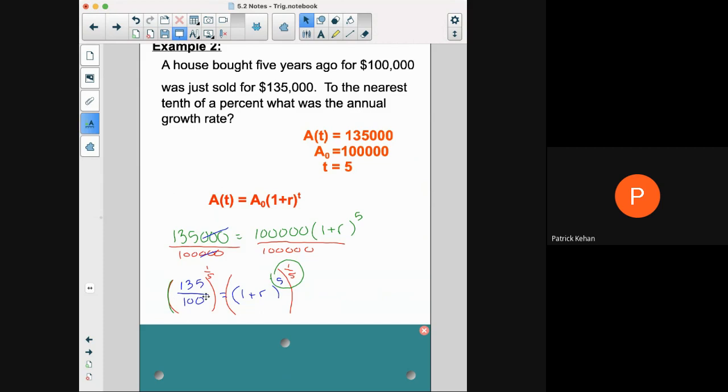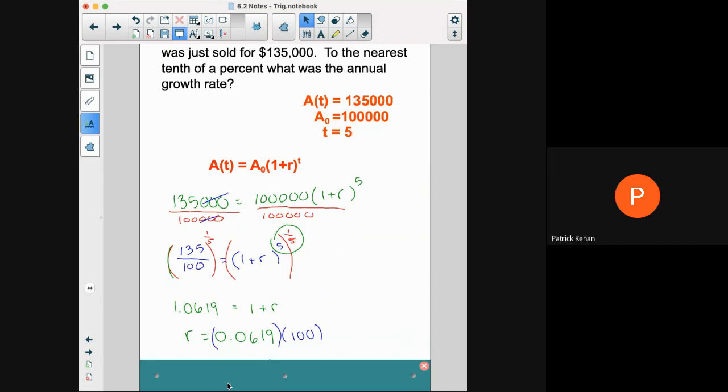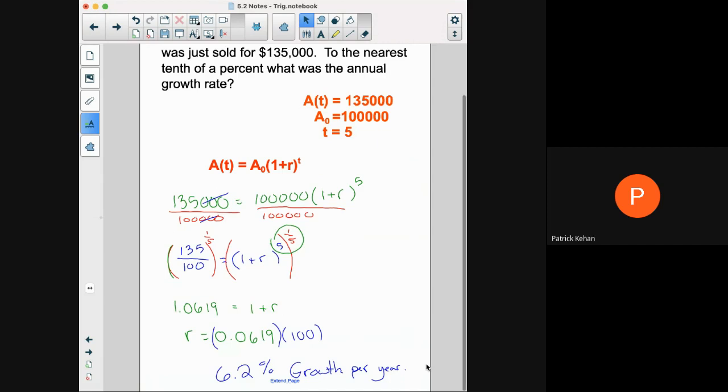Over here, we drop this into our calculator, and then from there, we need to just now solve for R, right? So I'm going to subtract 1 from both sides, and now I'm left with 0.0619. But what we want is the to the nearest 1/10 of a percent. What is the annual growth rate? So this is the numerical version of that form. To convert it into a percent, we're going to multiply by 100 here. And that'll turn us into, when we round to the nearest 10th, 6.2% growth per year. It's critical that you remember to multiply by 100 here.